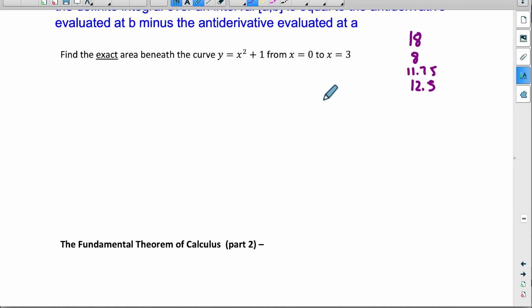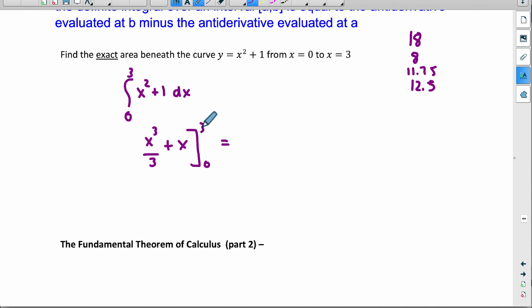So let's get the exact answer, and you'll see we can do this so fast. All we need to do is take the antiderivative of x squared plus 1 in terms of x, with our lower bound being 0 and our upper bound being 3. How do we find the antiderivative of x squared plus 1? The x squared becomes x cubed, and we divide by 3. Since this is in terms of x, our 1 just becomes x, and our bounds are 3 and 0.